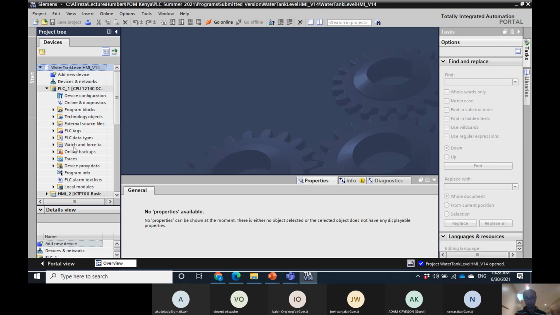Under the PLC, there are many parts. You're not going to check all of them. Some of them are not used in this program at all, and some of them are not that important. Let's just go to the main parts.